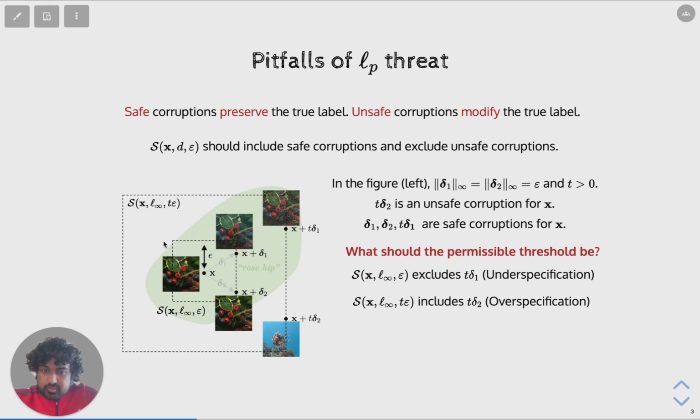Choosing the threshold to be epsilon excludes t delta 1, resulting in underspecification. But choosing it to be t epsilon includes the unsafe corruption of t delta 2 and leads to an overspecification. And this issue arises because L infinity norms are unable to separate safe and unsafe corruptions for any epsilon.